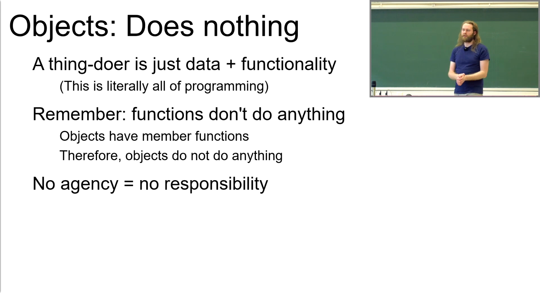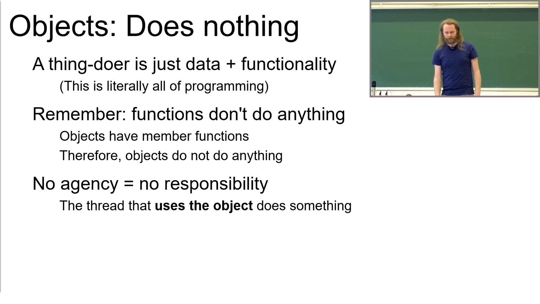If an object doesn't have the ability to do anything, it doesn't have any agency. If it doesn't have any agency, then since it doesn't do anything, it can't have any responsibility. So the responsibility for whatever the object does is handled by whoever calls the member functions of the object. It is not handled by the object itself. This is a key realization.